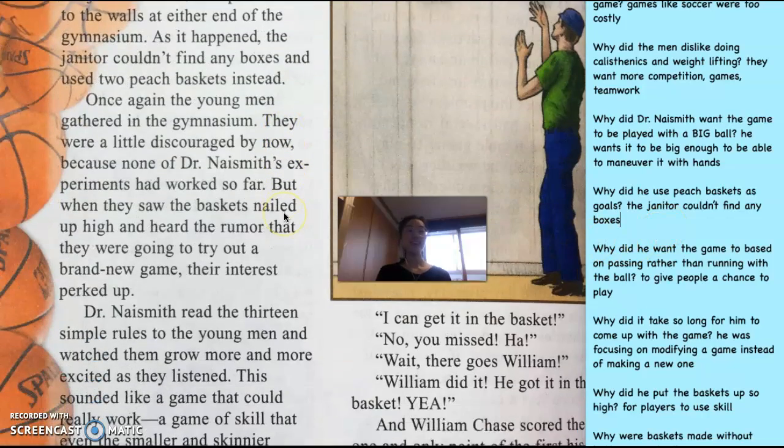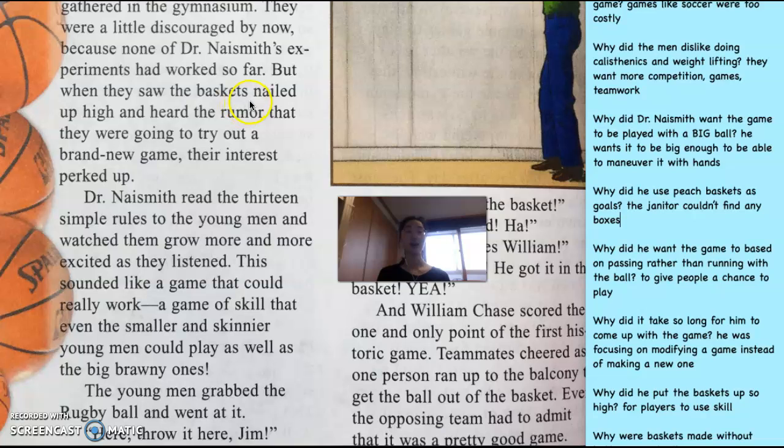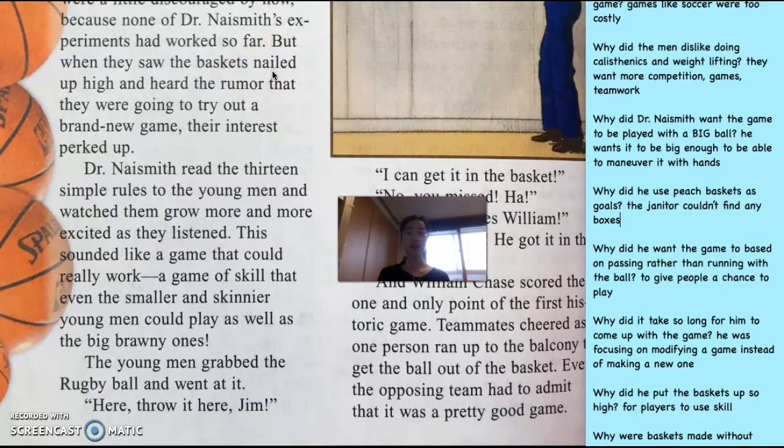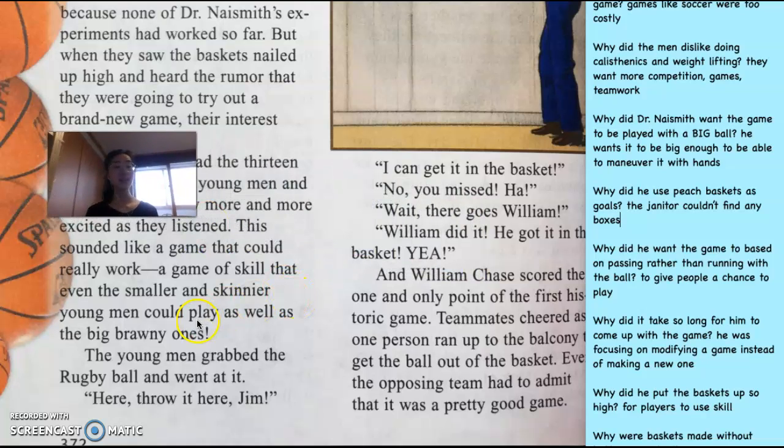Once again, the young men gathered in the gymnasium. They were a little discouraged by now because none of Dr. Naismith's experiments had worked so far. But when they saw the baskets nailed up high and heard the rumor that they were going to try out a brand new game, their interest perked up. Dr. Naismith read the 13 simple rules to the young men and watched them grow more and more excited as they listened. It sounded like a game that could really work, a game of skill that even the smaller and skinnier young men could play, as well as the big brawny ones.